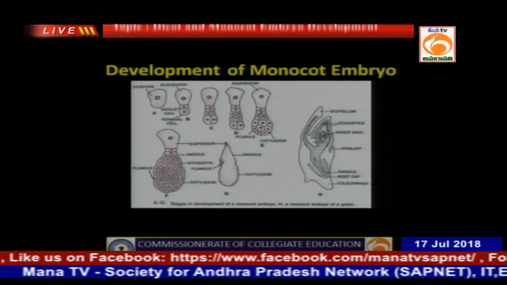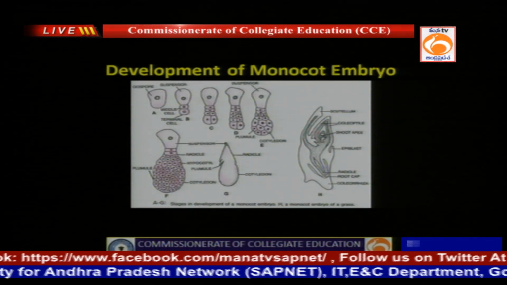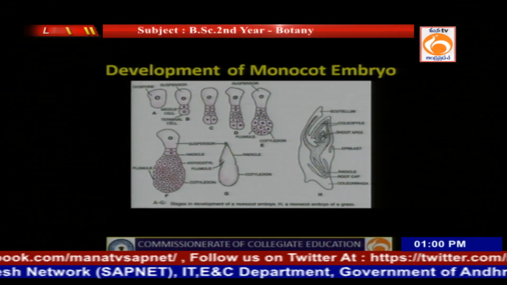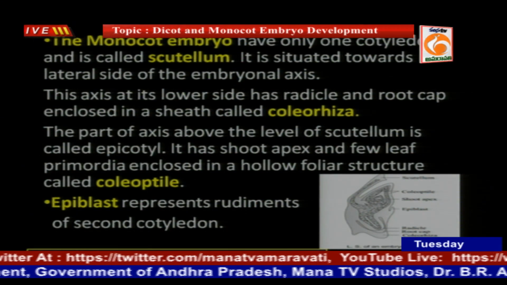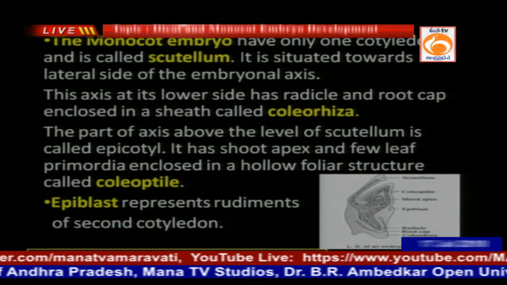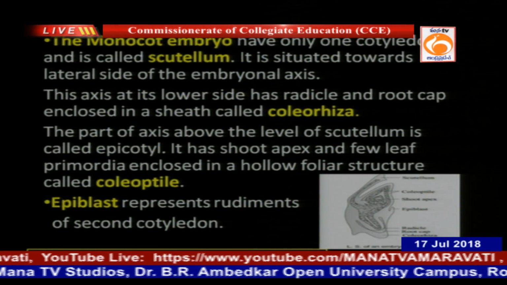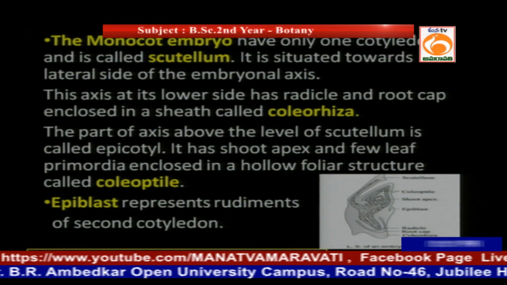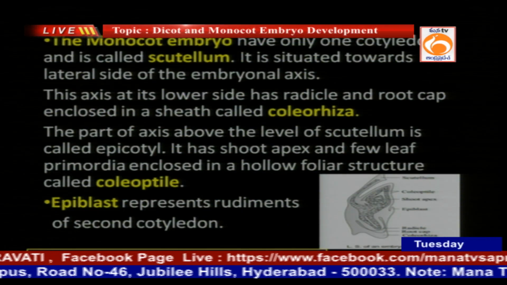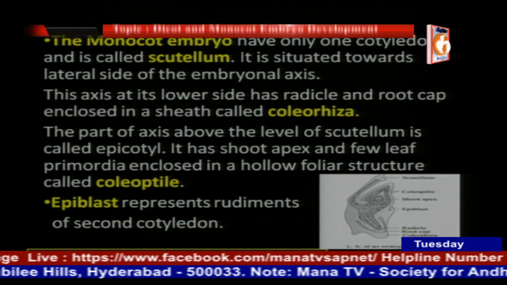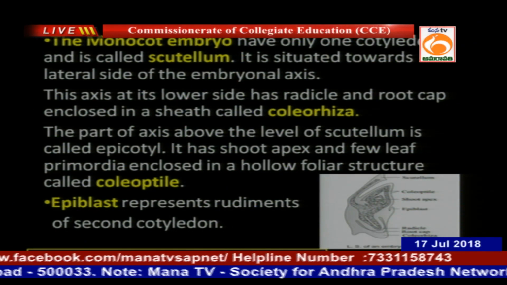That is why in the development of the monocot embryo, we do not observe a structure like hypophysis. So, hypophysis is there in the dicot embryo, whereas it is absent in the monocot embryo. This monocot embryo has only one cotyledon and it is called scutellum. It is situated towards the lateral side of the embryonal axis. Actually, it has moved towards the lateral side.